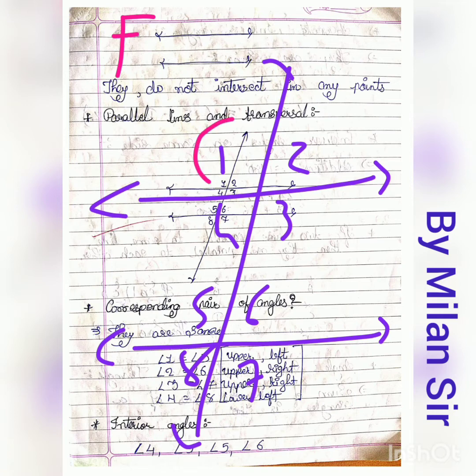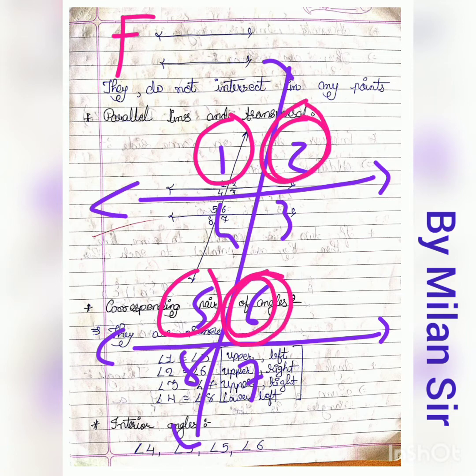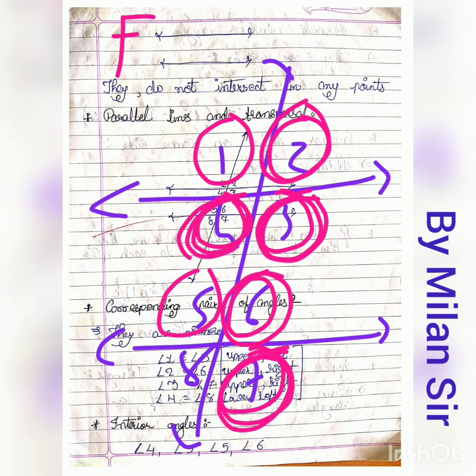The first pair is angle 1 and 5. Angle 1 and 5 are called corresponding pair of angles, and both the angles are the same. The second pair is 2 and 6. Angle 2 and 6 are called corresponding pair of angles. After that, angle 3 and angle 7 are the third pair, and these two angles are the same. And angle 4 and angle 8 are the fourth pair of corresponding angles, and these two angles are also the same.